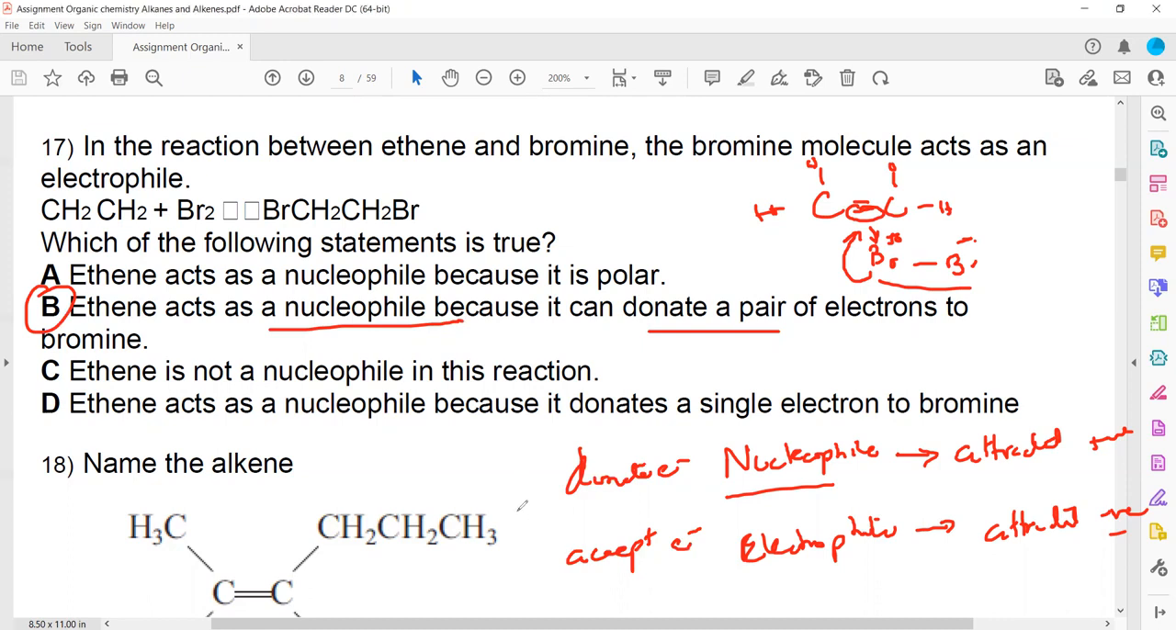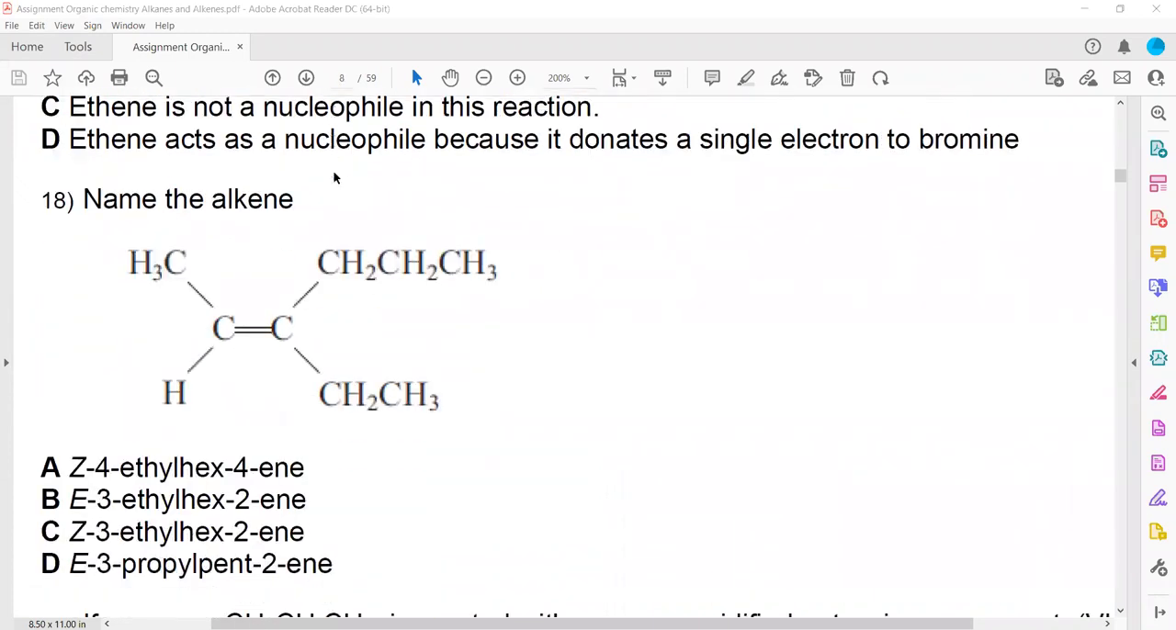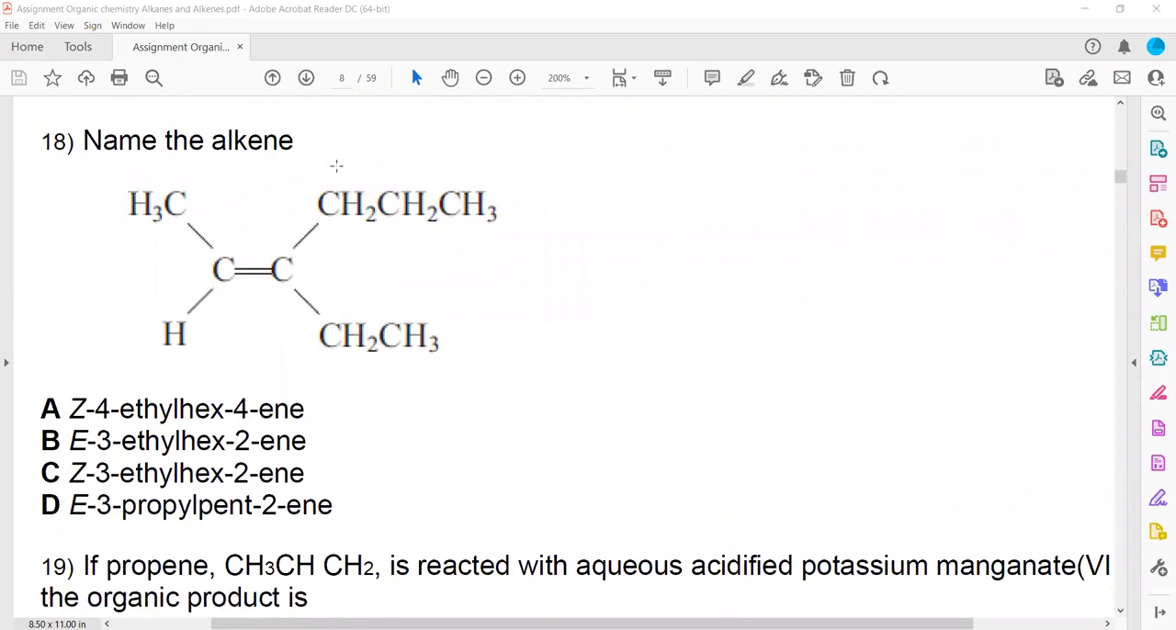Question 17. So remember, electrophiles are attracted towards the negative part, or they tend to accept electrons, and nucleophiles are attracted towards the positive center, or they tend to donate electrons. Name the alkene. So first, because it is a geometrical isomer, how do we identify whether it is cis or trans, or Z or E? Z means the heavy groups are on the same side, and E is the opposite.